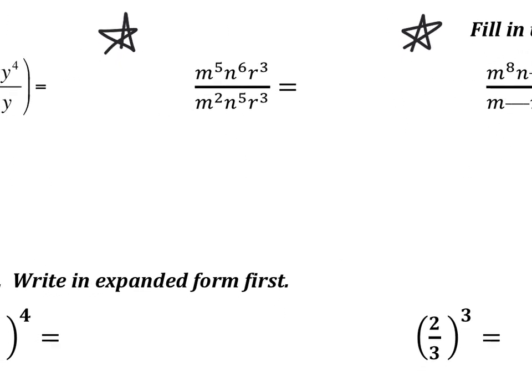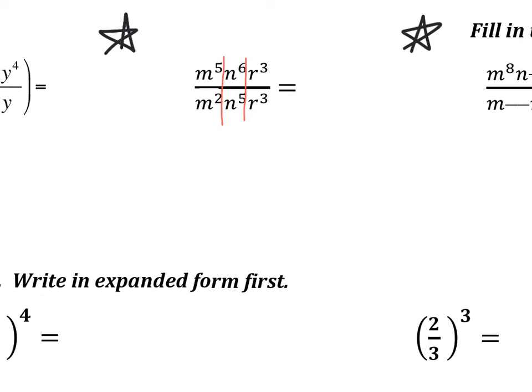M to the 5th, n to the 6th, r to the 3rd over m squared, n to the 5th, r to the 3rd. I want you to think of this almost as three separate questions. I'm going to divide this up like this so that you can think of this as one problem here with the m's, one problem here with the n's, and one problem here with the r's. So you're just going to approach it like that. You're going to do one little question at a time.